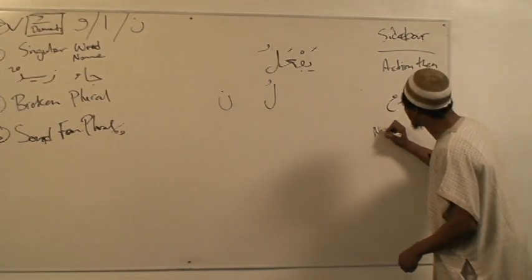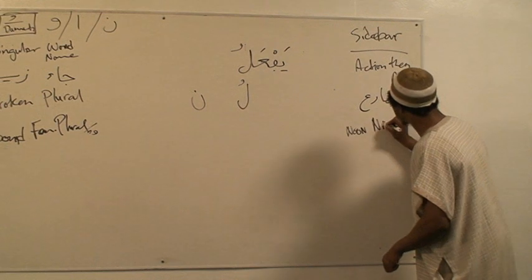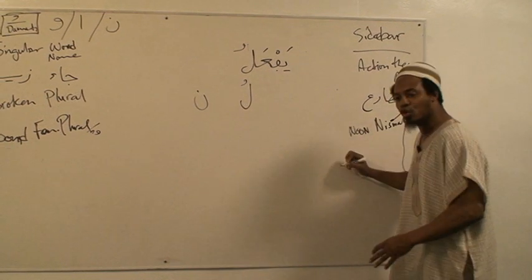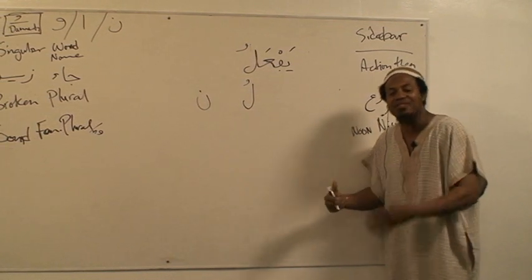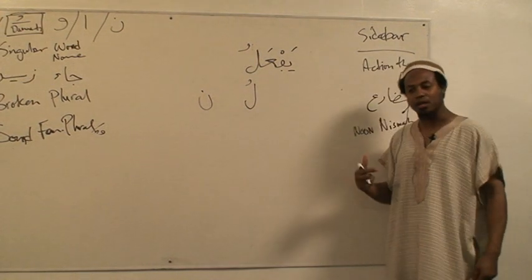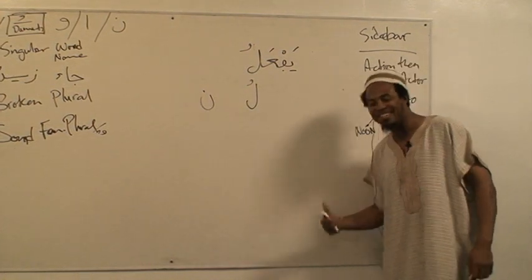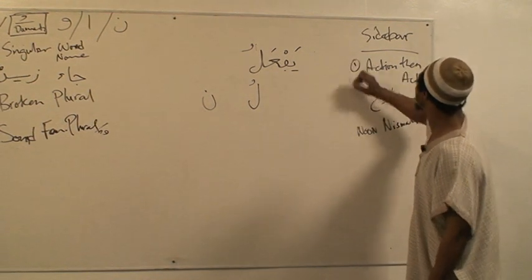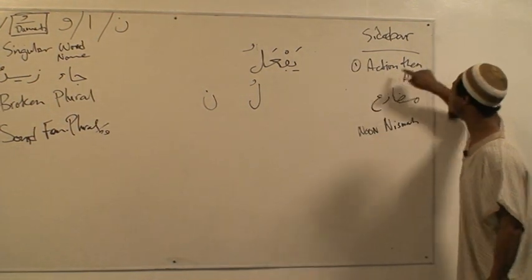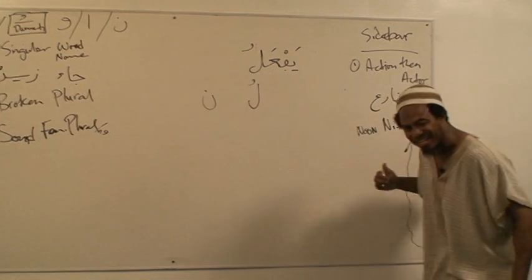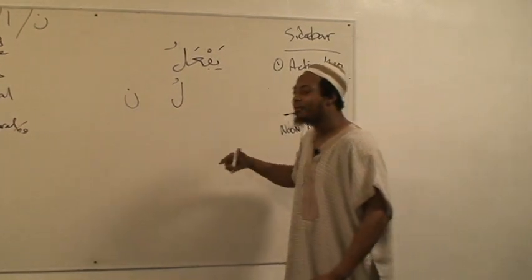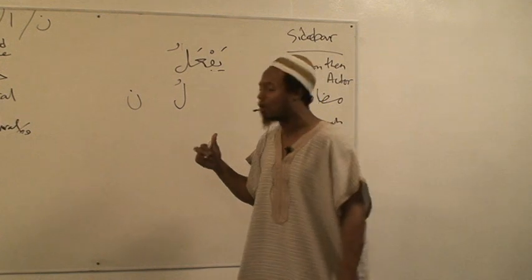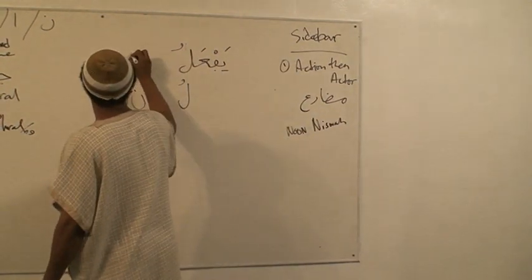What is a noon al-niswa? The noon al-niswa is the noon that you see at the end of a word that denotes femininity, that the person who did this act is a woman. This is the first rule we learned on the sideboard. That is the action. So now the verb is telling on itself. It says, yaf'alna.